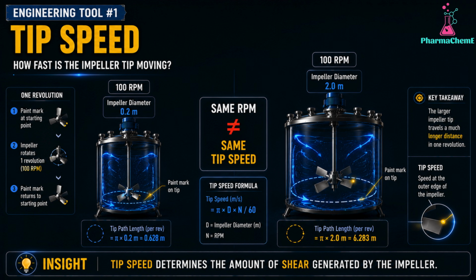Now imagine placing a small paint mark on the tip of each impeller. After one complete revolution, both impellers have rotated exactly once. But the larger impeller tip has traveled a much longer distance. That means its tip is moving much faster through the liquid. This speed at the outer edge of the impeller is called tip speed. Instead of asking, how fast is the shaft rotating? Tip speed asks, how fast is the liquid being sheared?